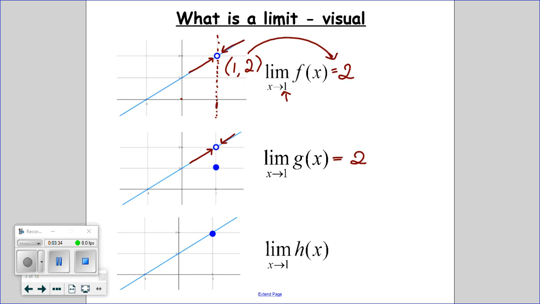And the last one, again, we've got now that filled in dot, again, does not impact my limit. We are still approaching a value of 2. So what do I get out of this page? Open dot, closed dot, doesn't matter. At the value doesn't matter. What are we approaching as we get really close? Are there any questions on this whole visual of limits?